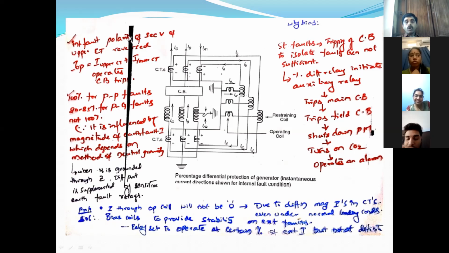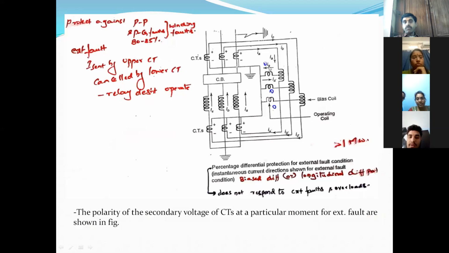So here we can see the problem in this differential protection: the current through the operating coil will not be zero. Even in a normal condition or external fault condition, the current won't be exactly zero due to difference in magnitude of currents in the CTs. As we discussed in the transformer protection, there is CT mismatch, CT ratio errors. Because of that, even though there is an external fault, this current won't be zero. That means some amount of current will flow, and the relay may operate.